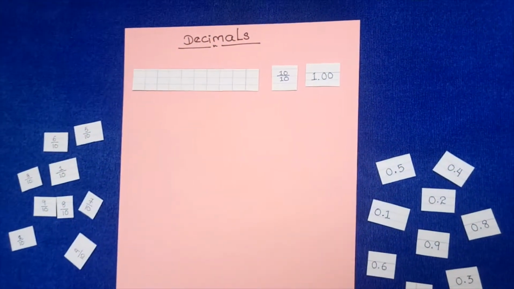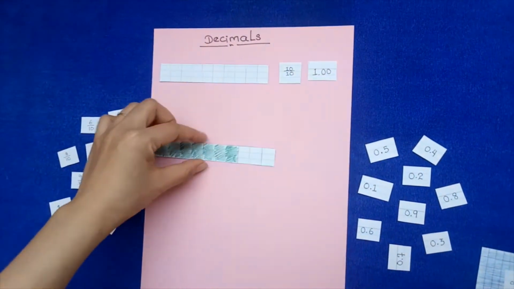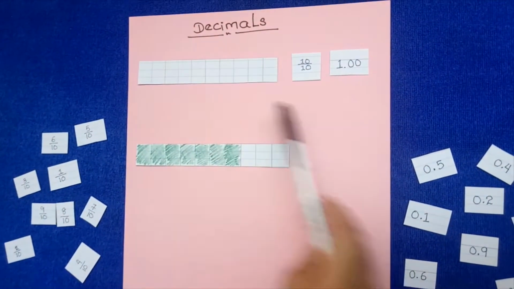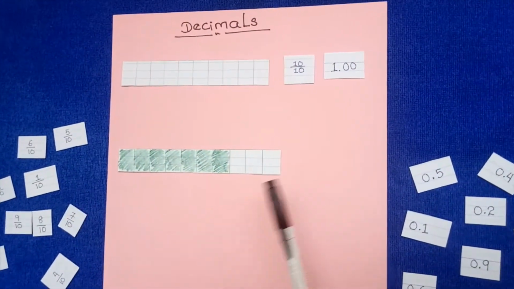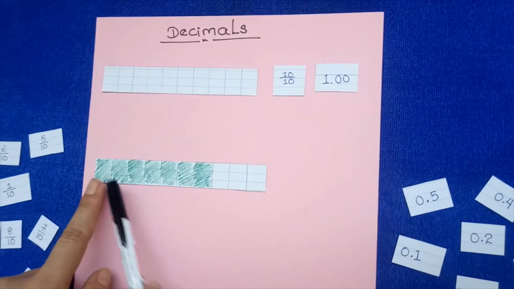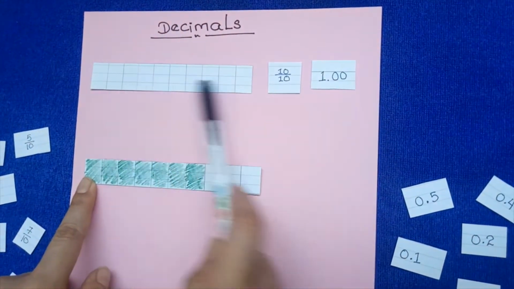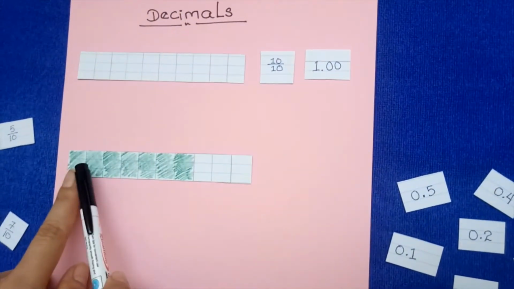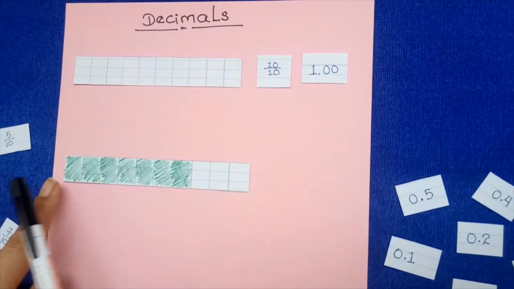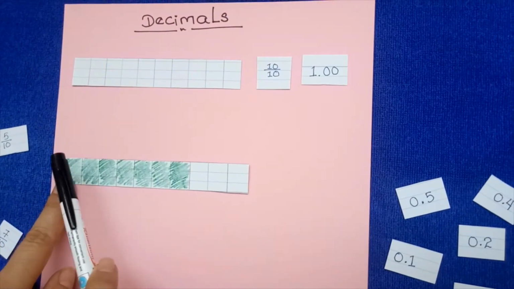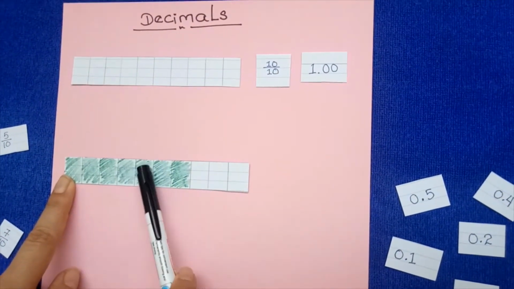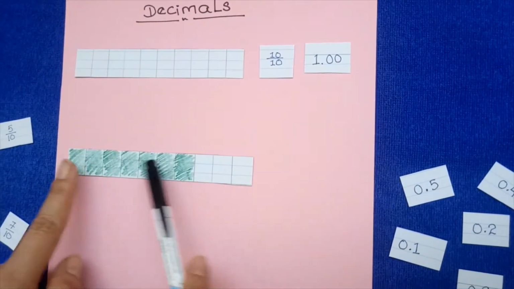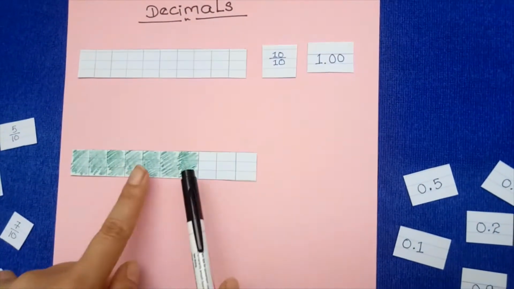Okay, if you don't understand, I will illustrate one more thing. How many parts are we coloring? The whole is 10, right? So how many parts did we already color? Let's count. 1, 2, 3, 4, 5, 6, 7. We colored 7.